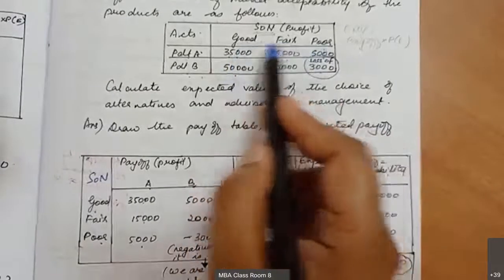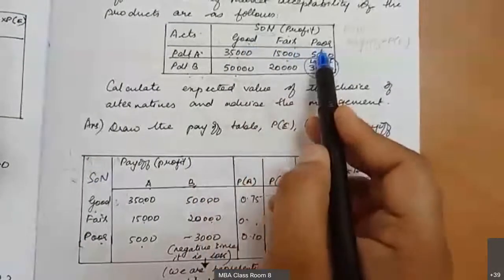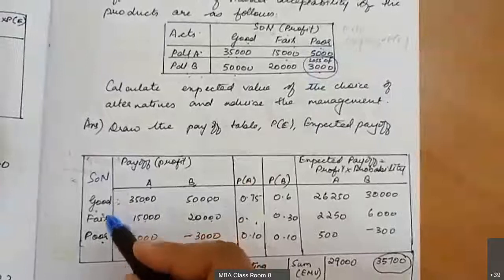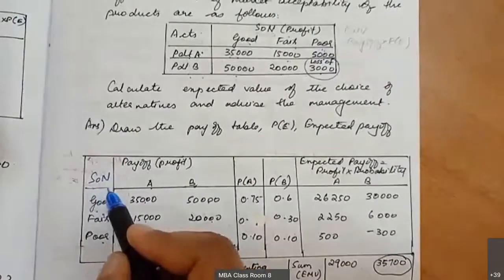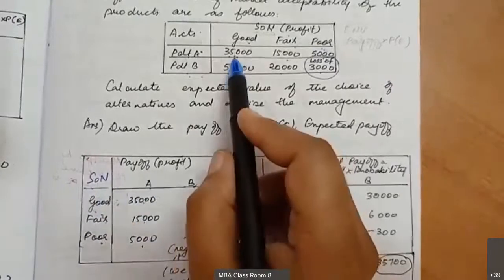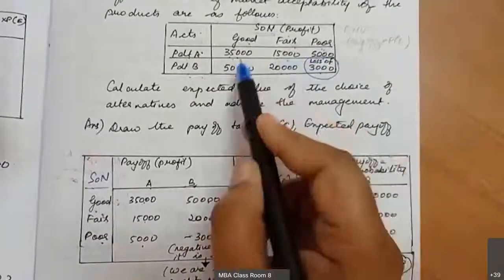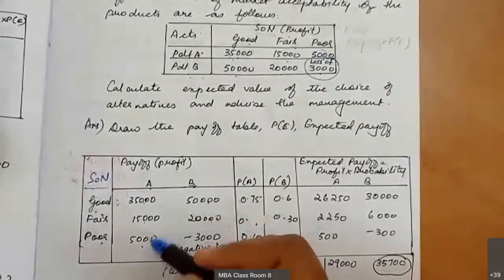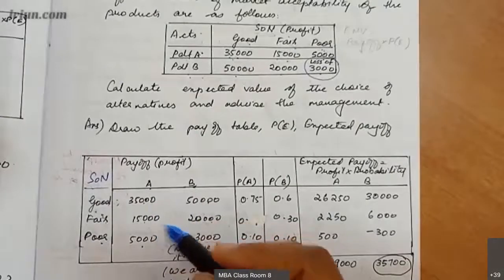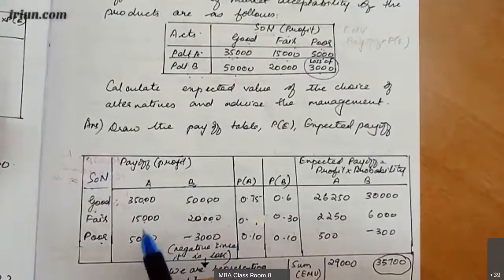Here in the first row, we have good, fair and poor. So when you take the transpose, you have to have good, fair and poor as the first column. This is the state of nature values. Similarly, we have 35,000, 15,000 and 5,000 as the first row. When you take the transpose, the values have to come down as the first column. Now we have this payoff matrix in which the last value is the loss value.